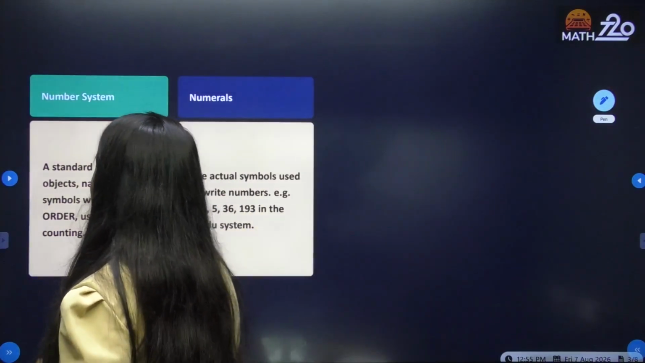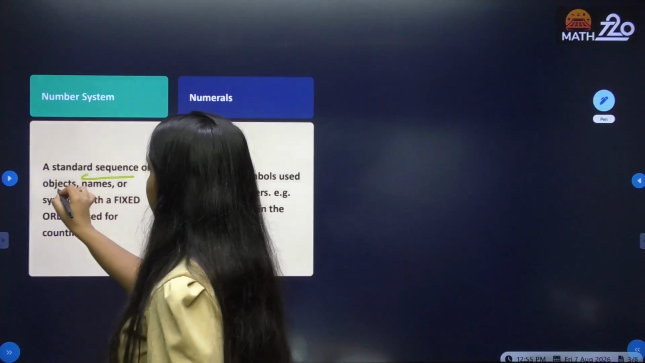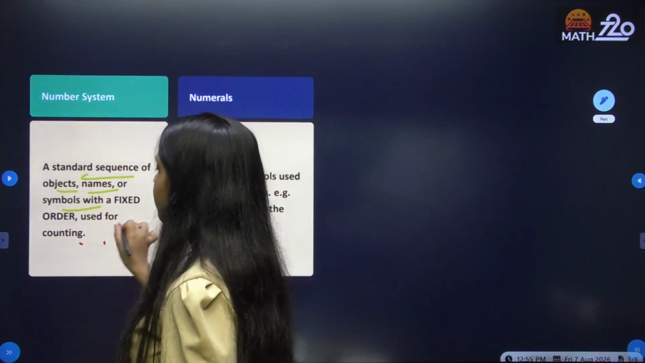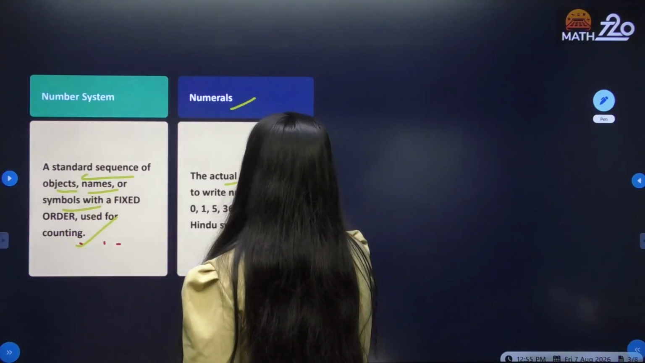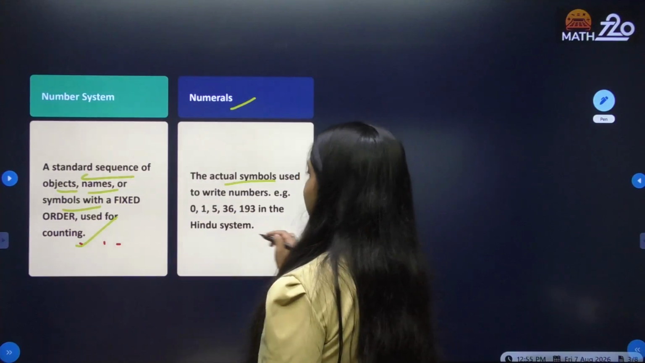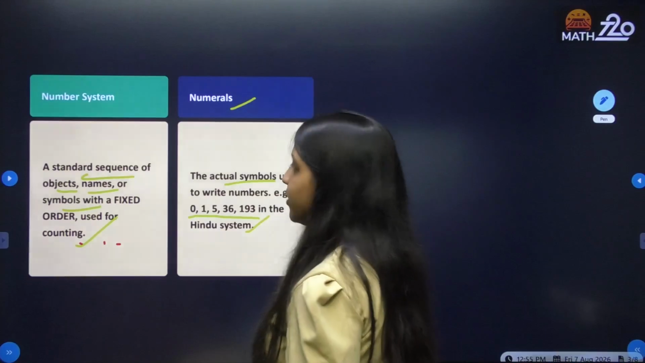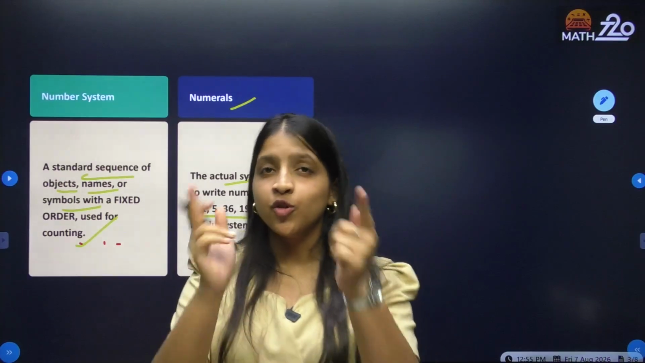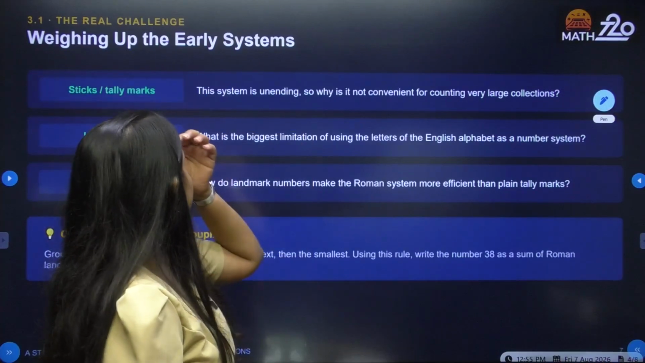So answer to this question is this. Number system means a standard sequence of objects, names or symbols with a fixed order used for counting. And numerals means actual symbols used to write numbers. Example 0, 1, 5, 36, 193 in the Hindu system. So this is the definition and the difference between the number system and numerals. You should know this now. Okay, so let's discuss the next question.